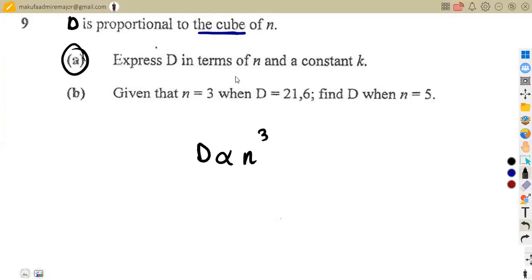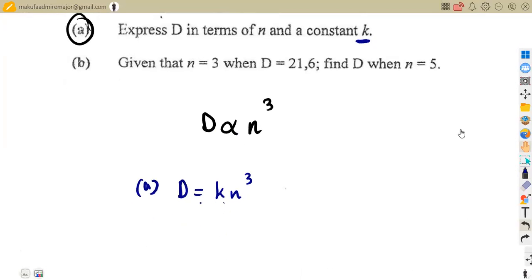A, express d in terms of n and a constant k, and you are given a constant to use. In that case, you have to follow the way that you are given. So the A was going to be d is equal to, just introduce your constant. Remember, introducing a constant, it goes together with what? The equal sign.